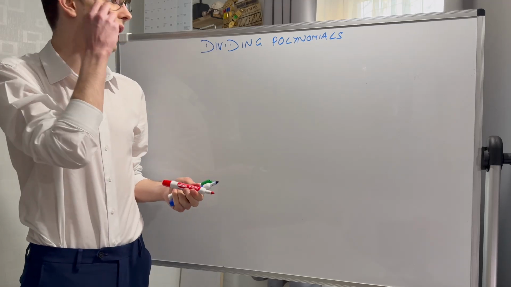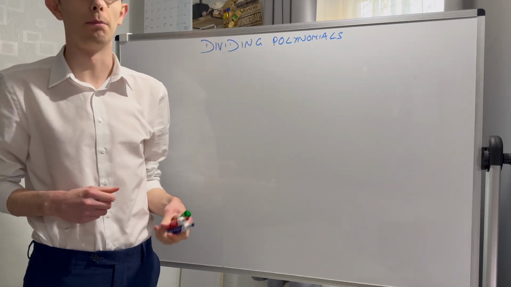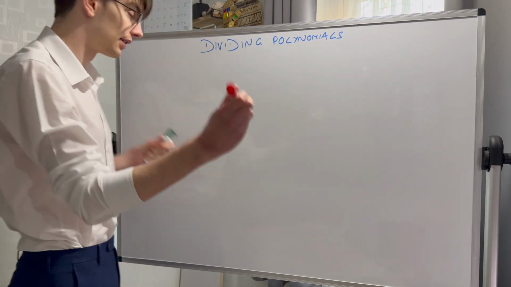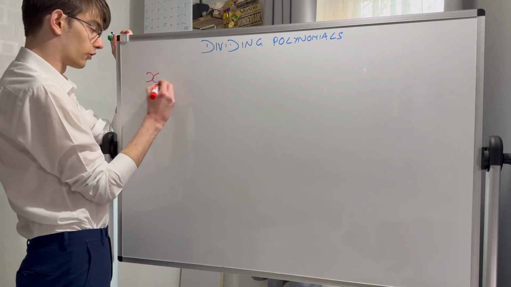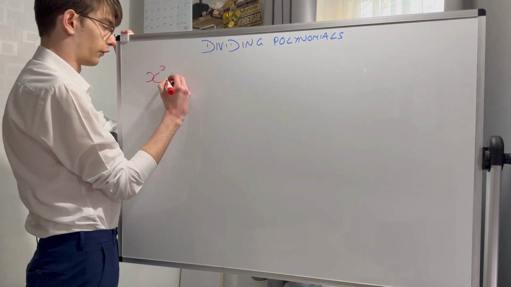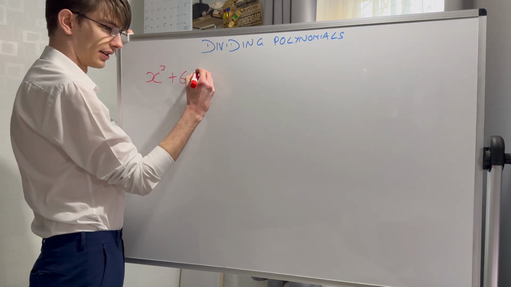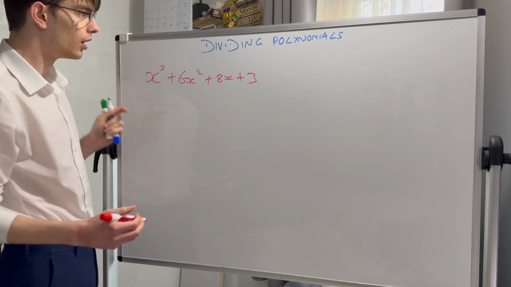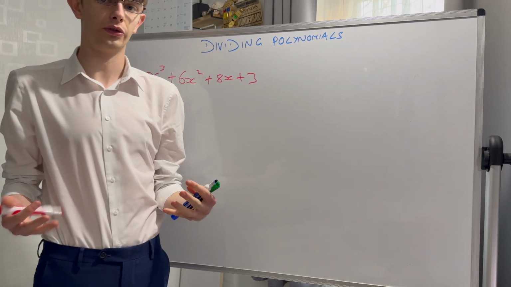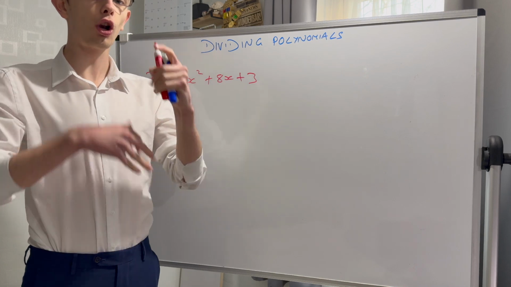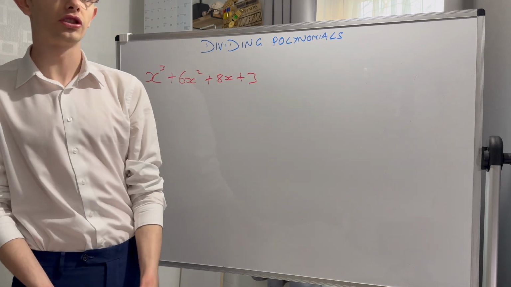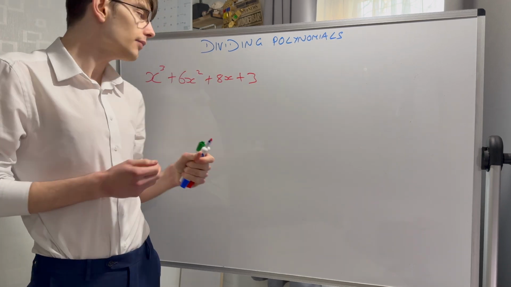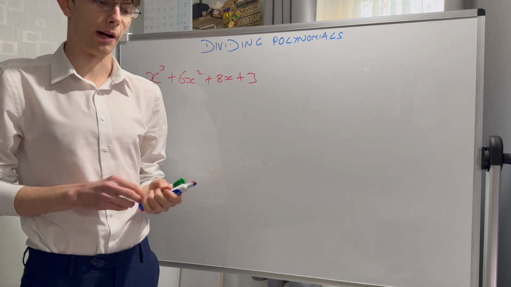Okay, let's have a look at how to do something called dividing polynomials. So hopefully by this point we know what a polynomial is. It simply means an equation containing just one variable, for example, x cubed plus 6x squared plus 8x plus 3. This is a polynomial. And when we talk about dividing polynomials, we're essentially talking about doing long division to divide something with x into something else with x.